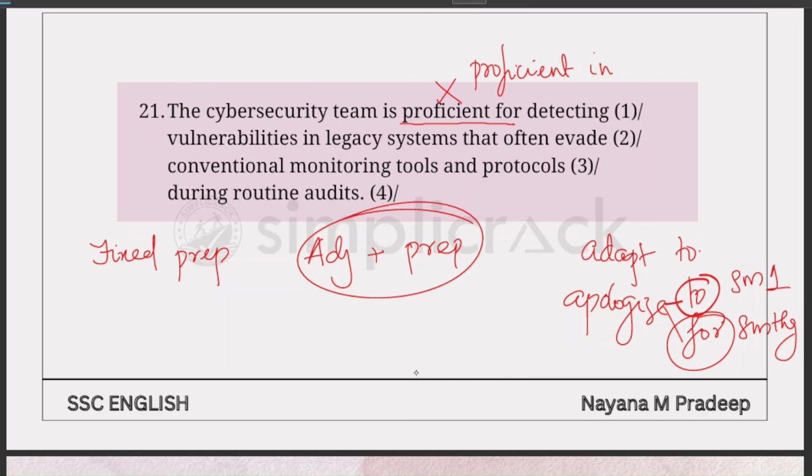So these are two cases of fixed prepositions. Then you have abstain from, recover from, borrow from, aim at. So all these are certain cases of fixed prepositions. These adjectives always accompany the same prepositions. So here proficient is an adjective that is always followed by the preposition in. So the error is in part 1. It is proficient in detecting vulnerabilities.